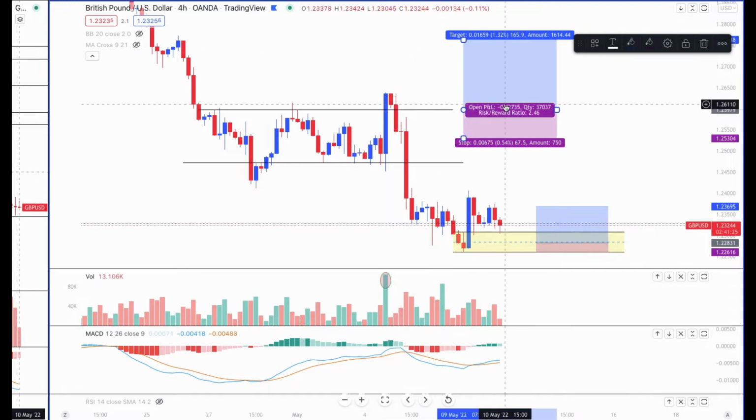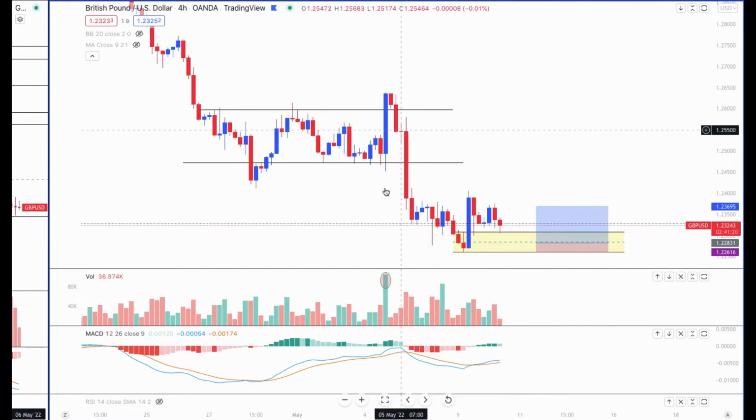But this was a clear example of a fake out. Why? Because although we had price break above with strong volume, then what happened? It came all the way back in, broke below, and carried on lower. This is what we call a bull trap.